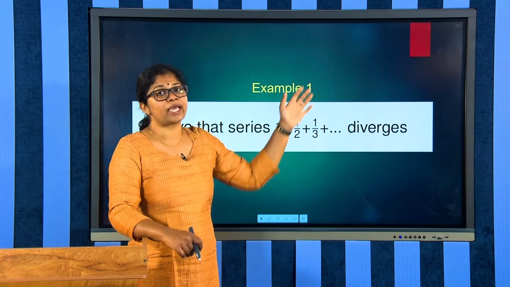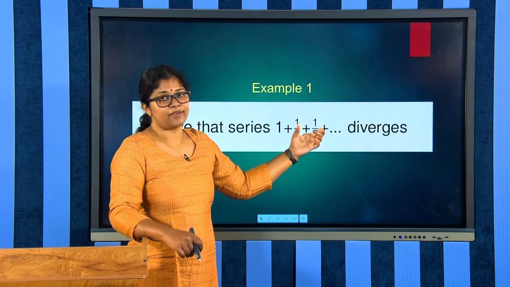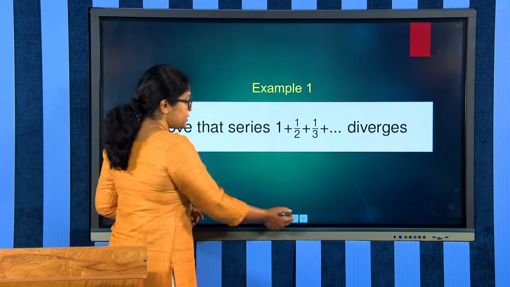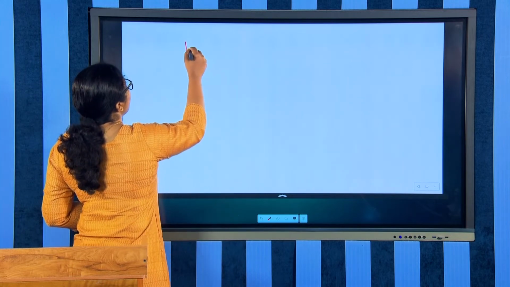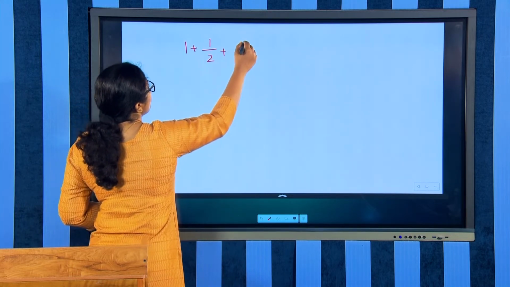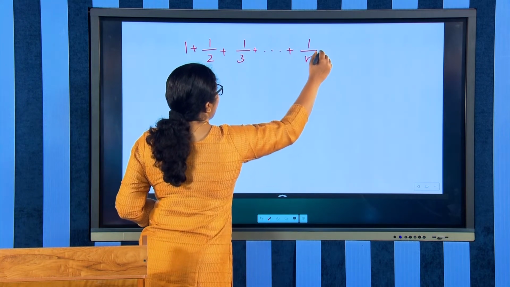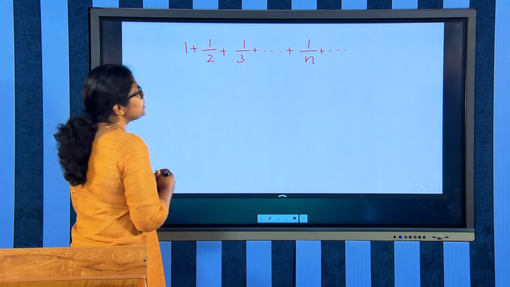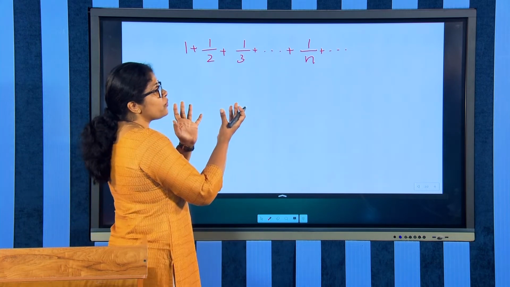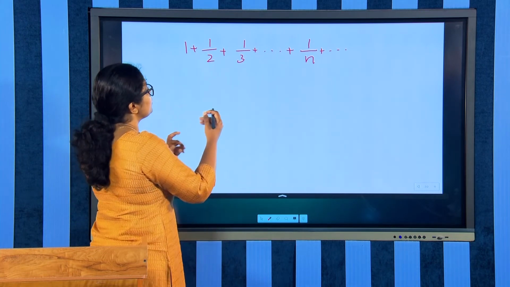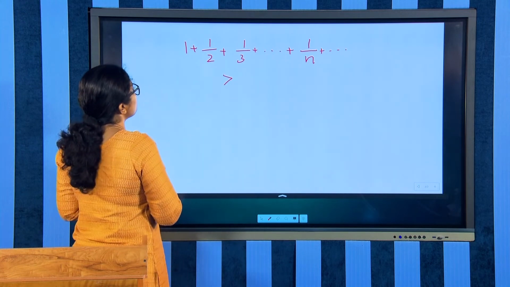So, that is a question which can come to your mind, but this is a series which diverges. We can see its proof, that is like this: 1 plus 1 by 2 plus 1 by 3 plus etc. The nth term will be 1 by n plus so on. So, this is the series that we have. Now, the method of proof of divergence of this series is a very peculiar one, a very interesting one.